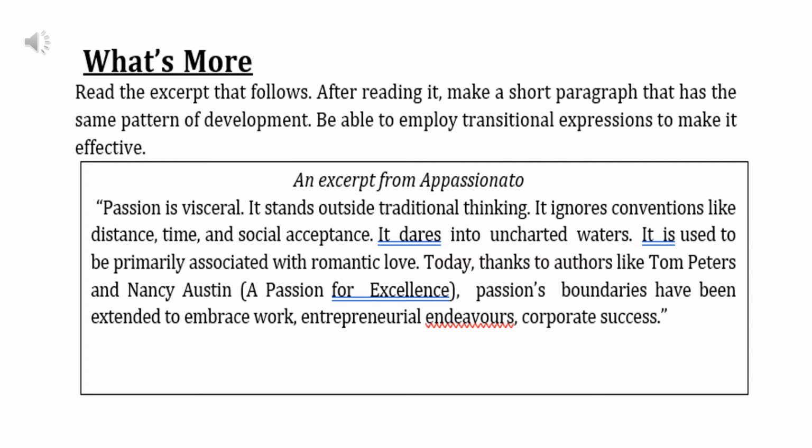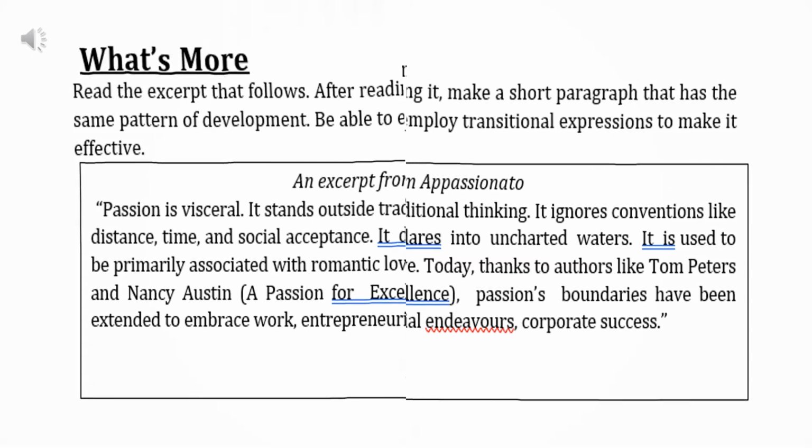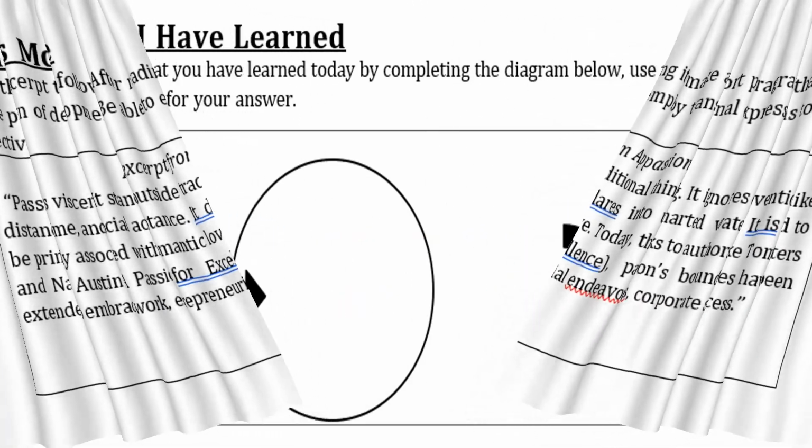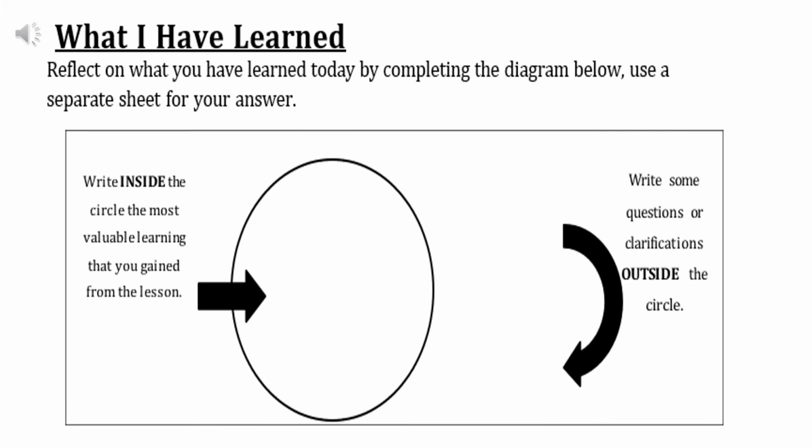Okay, so let's continue. What I have learned. Reflect on what you have learned today by completing the diagram below. Use a separate sheet for your answer. Write inside a circle the most valuable learning that you gained from the lesson.